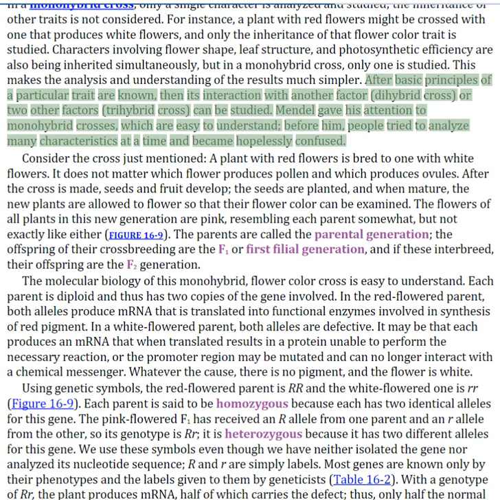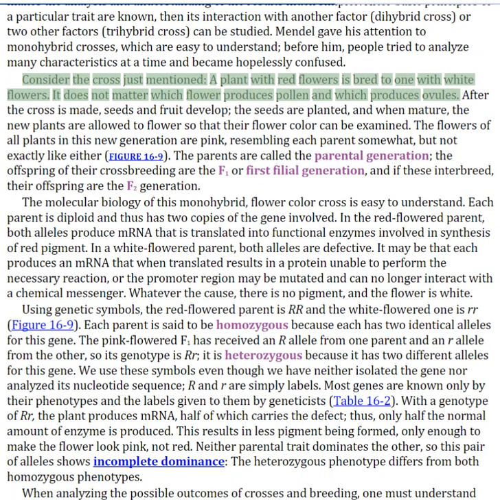After basic principles of a particular trait are known, then its interaction with another factor or two other factors can be studied. Mendel gave his attention to monohybrid crosses, which are easy to understand. Before him, people tried to analyze many characteristics at a time and became hopelessly confused. Consider the cross just mentioned. A plant with red flowers is bred to one with white flowers. It does not matter which flower produces pollen and which produces ovules.